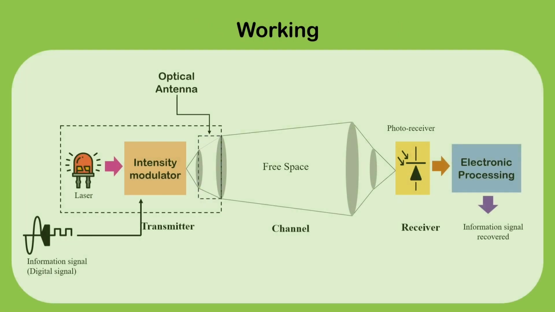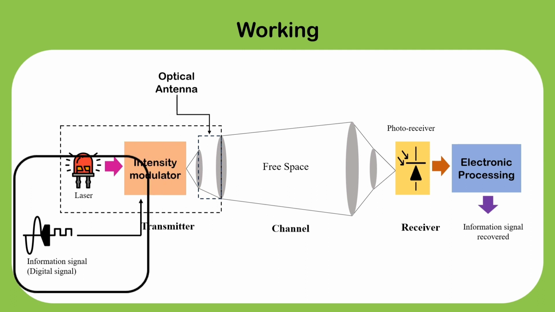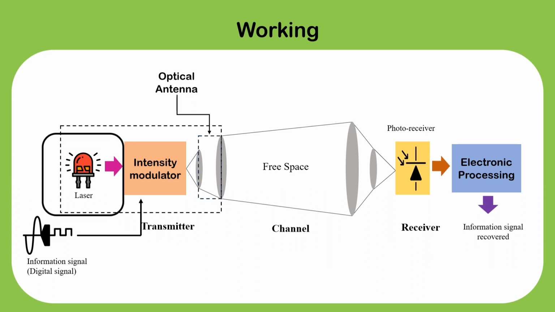Now let us see the working of the free space optical communication system. The components and the block diagram for the free space optical communication system are as shown here. Basically, it consists of the transmitter, channel, and receiver. So let's look into the transmitter part. In the transmitter, what we have is the information signal, or the message signal to be transmitted, which is converted to the digital signal. Then we have a laser as optical source, which is mainly to provide light as a carrier signal. Along with that, the optical source will also convert the electrical signals into optical form.